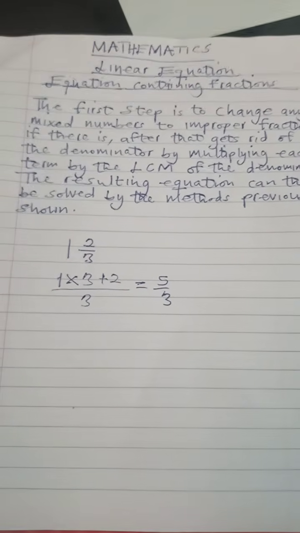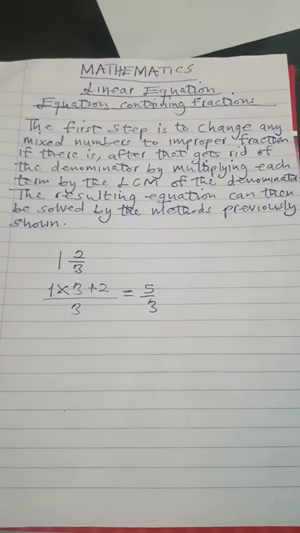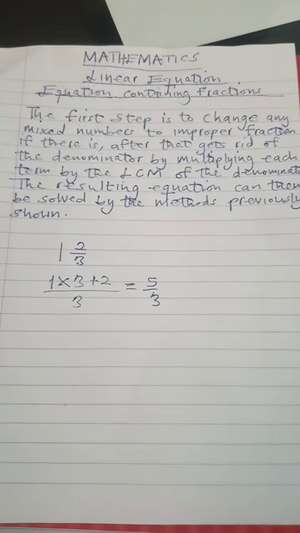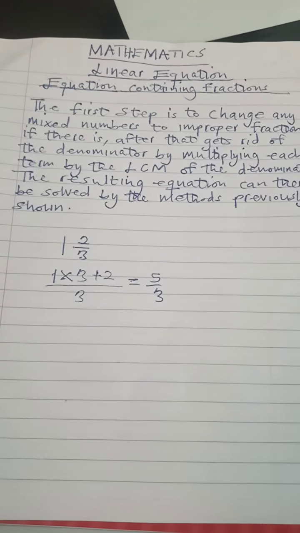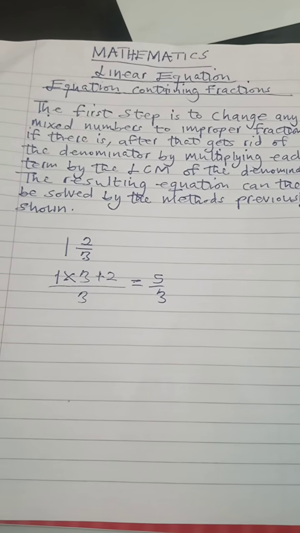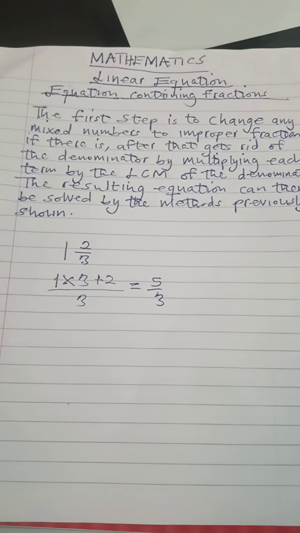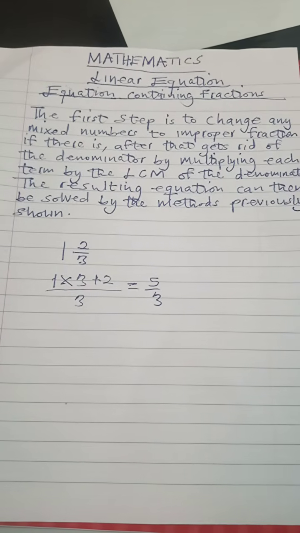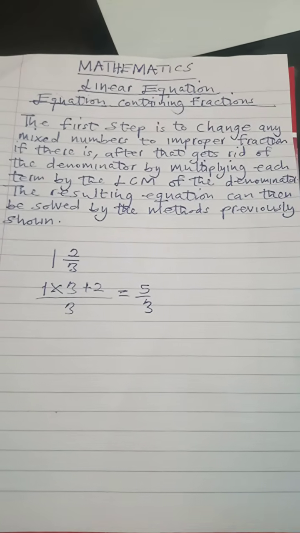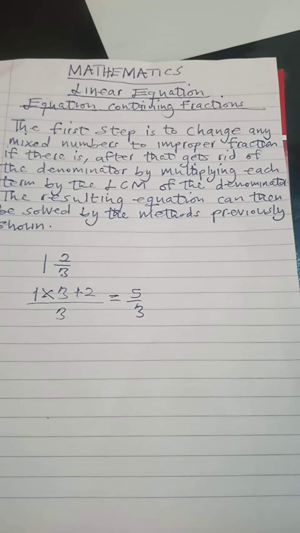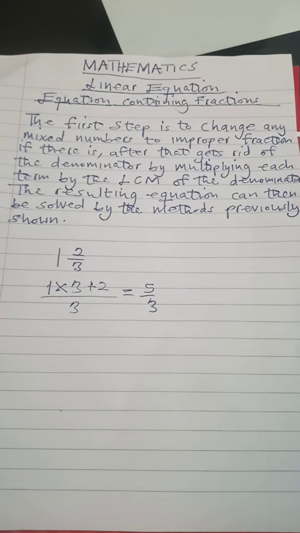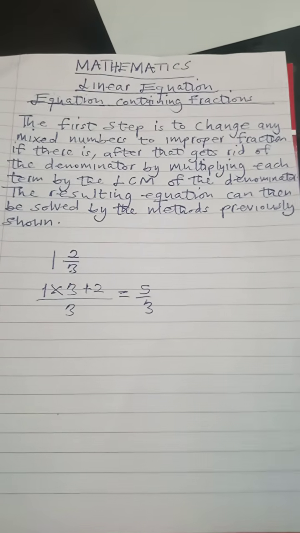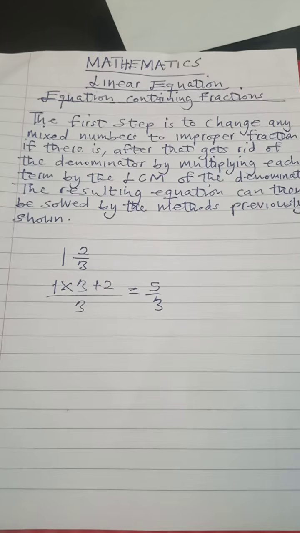After that, get rid of the denominator by multiplying each term by the LCM of the denominator. So when you are done with the first step, you get rid of the denominator by multiplying each term by the LCM of the denominator. The number of terms that will be given, you multiply each term by the LCM, right? I hope you know LCM as well, the least common multiple.